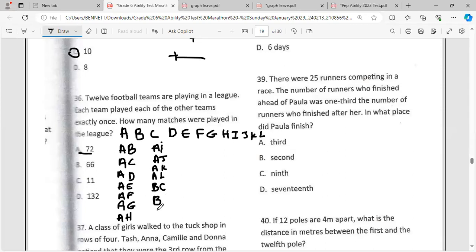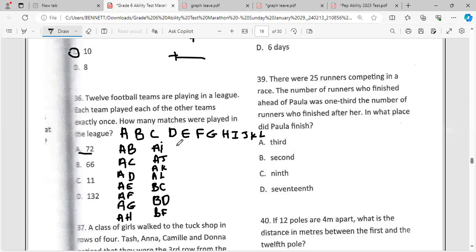So B would play D. I just want them to see what's happening. B plays F, and you continue like that. When you reach C, C is not going to play A, and B, you see it, because it already played these matches. So C is going to go to D. Each time, it's like you're playing one less match.